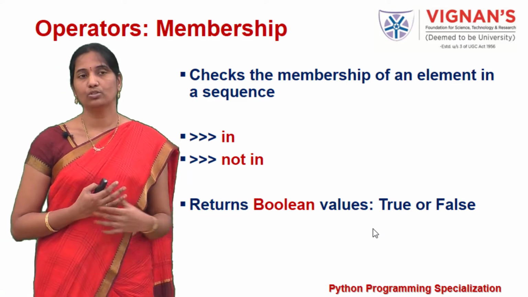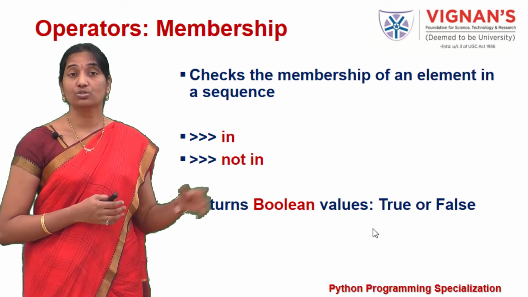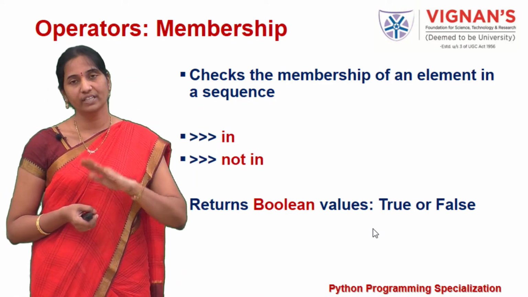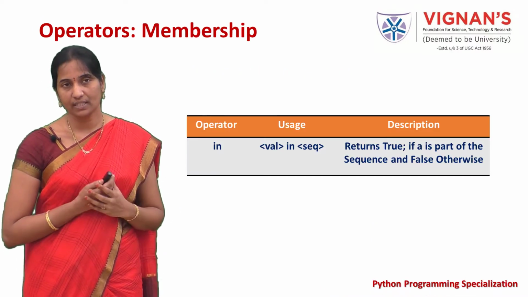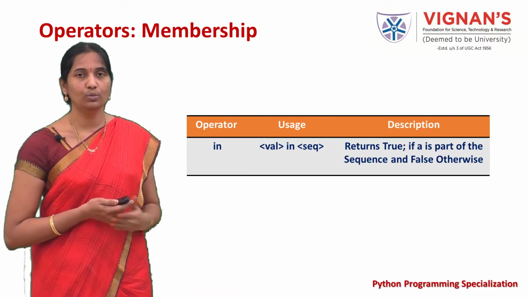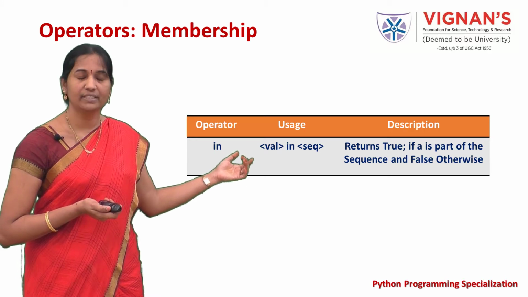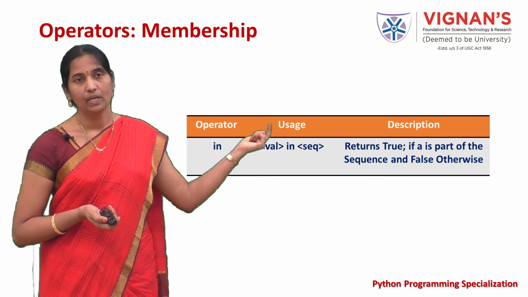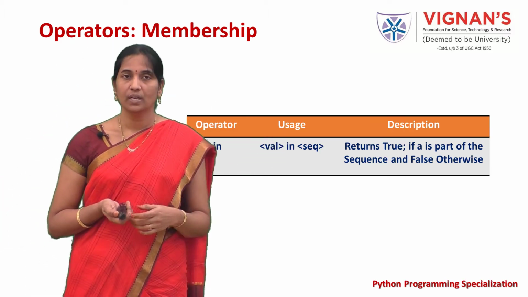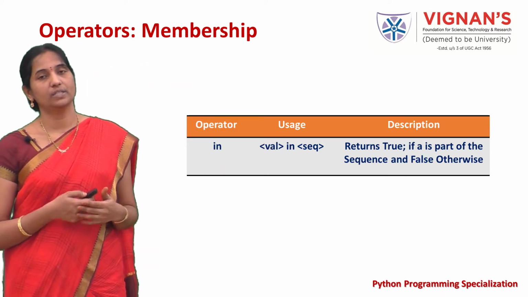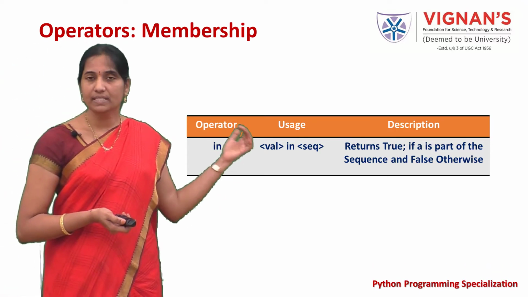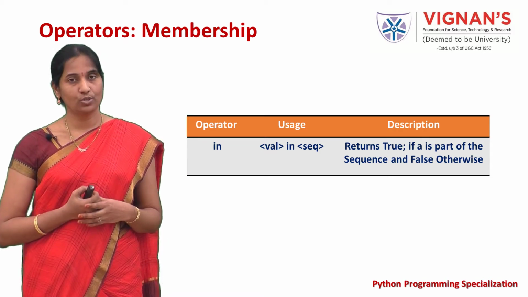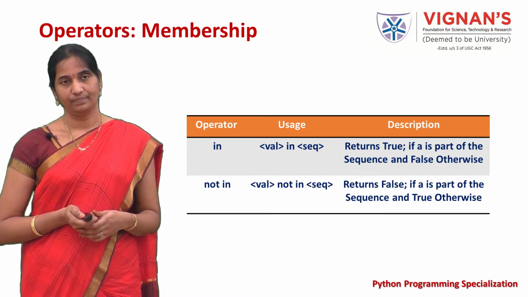These operators also return a Boolean value, that is true or false, depending on the presence or absence of the element in the sequence. Now let's see the general form. in is used to check whether the element is present in the sequence or not. You use it as element in sequence. If the element is present in that sequence, it returns true, otherwise it returns false. Here, sequence could be a list, a string, a tuple, a dictionary or even a set.